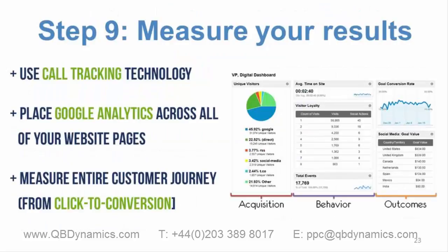Now, step 9 is measure your results. Again, the beauty of online marketing is that everything can be measured. You definitely want to make sure that you have the right systems in place to be able to measure everything that you should. Otherwise, you're just throwing money away. Just as with the keywords, if you don't have the report to tell you that 95% of your keywords are not performing, then you're just throwing money away.